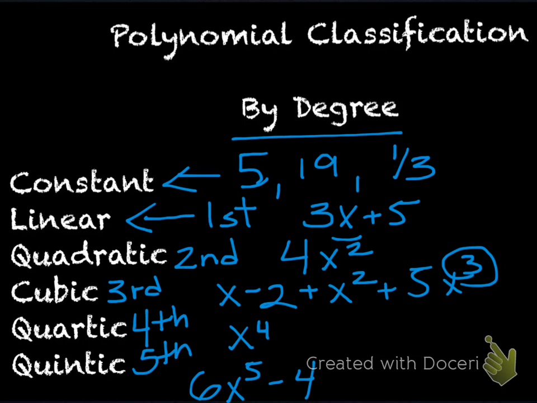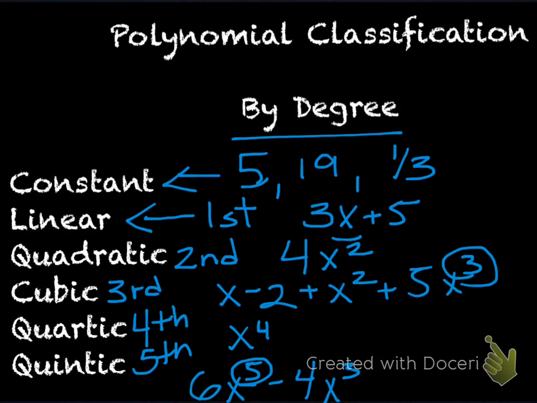Again, how many terms I put doesn't matter. What matters is that the degree of 5 is the highest degree that you'll see. So I could actually put x cubed here, and it would still be a 5th degree. Now, what could I add to this? 6x to the 5th minus 4x to the 3rd. What could you do to 6x to the 5th minus 4x cubed that would make it no longer a quintic or a fifth degree polynomial?